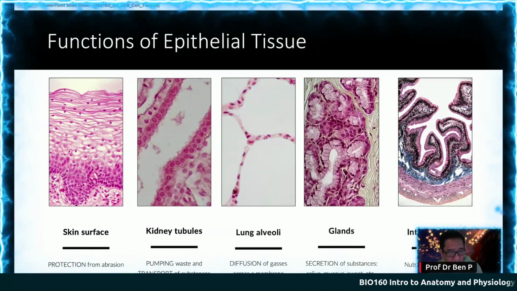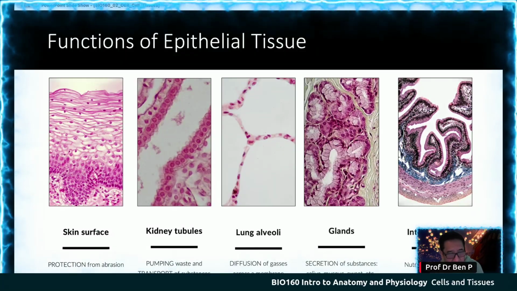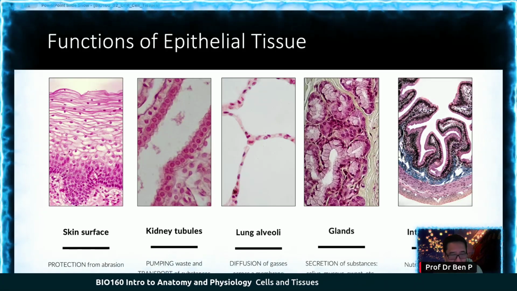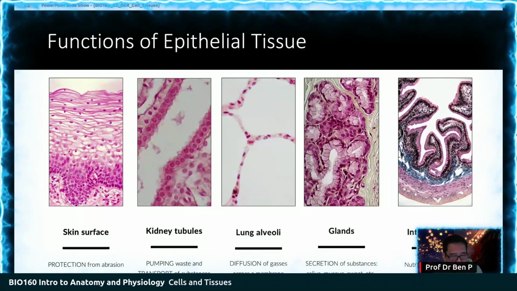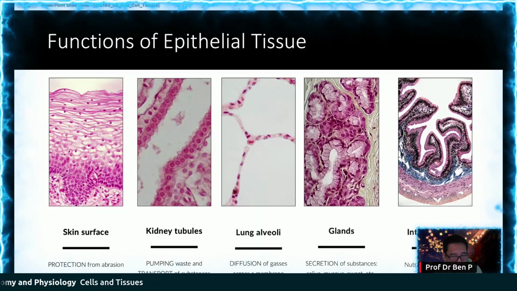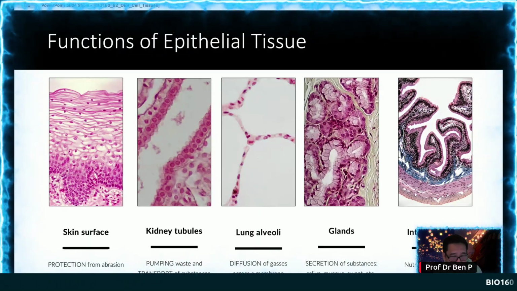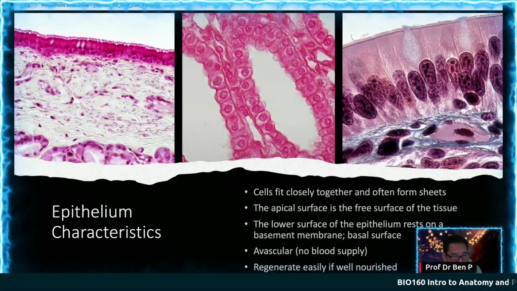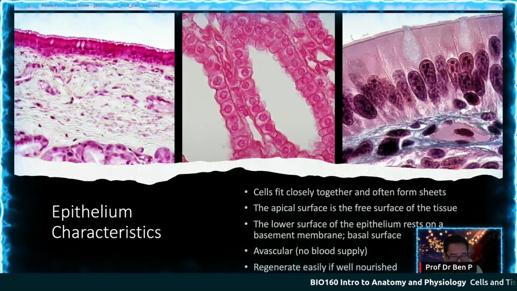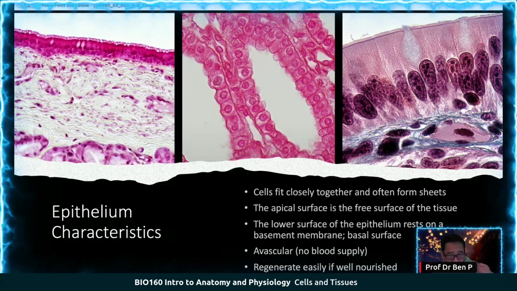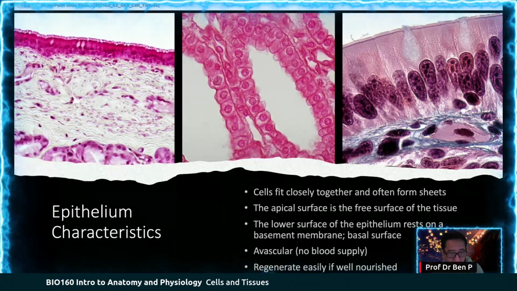Epithelial tissues are usually on the surface and on all the openings, anything that actually opens inside your body. You have the skin surface, the kidney tubules, the lungs, which are a hollow organ inside. You have your glands, your intestine. So anything that's hollow inside, usually you have these epithelials, and on the outside of your body as well, your skin.